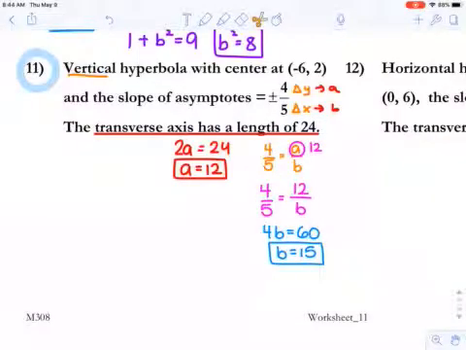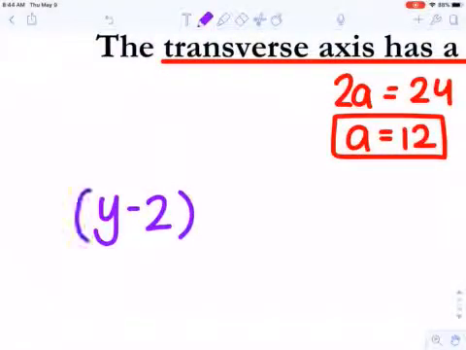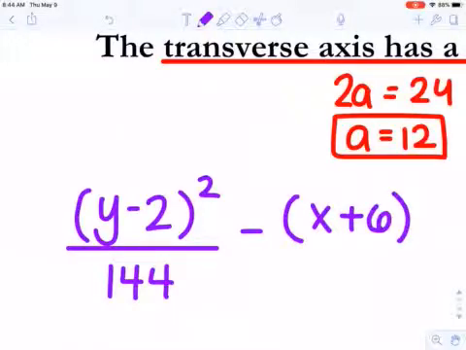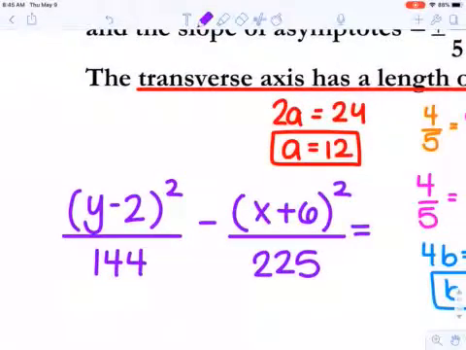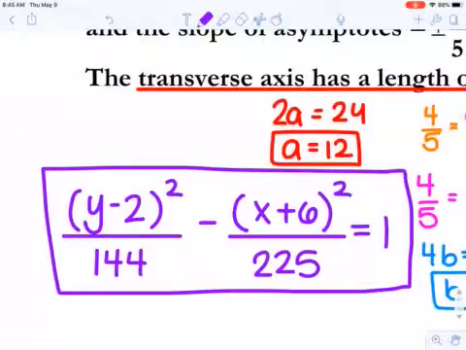And now I have everything because they gave me a lot of information. I know that this is vertical. I know the center. And now I know a and b. So now I just write the equation. It starts with y. So it's y minus 2 quantity squared over a squared, 12 squared is 144. Minus parentheses x plus 6 quantity squared over b squared, 15 squared, which is 225. And that equals 1. So that's that extra piece of information I referred to in class.